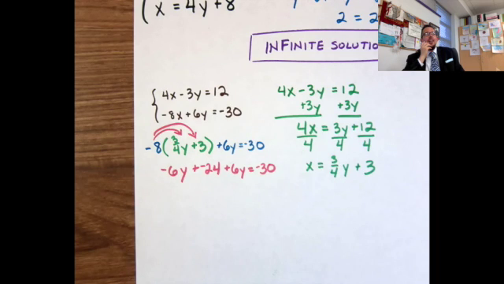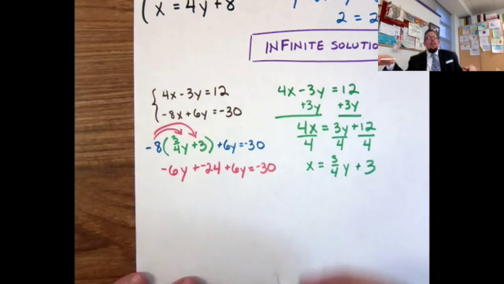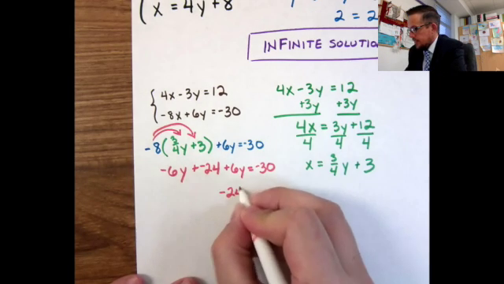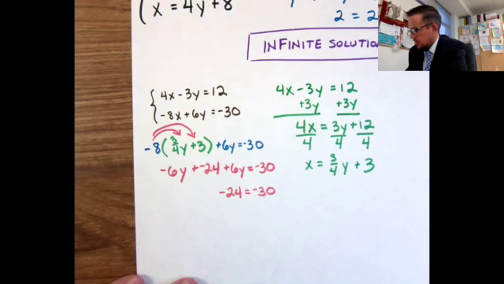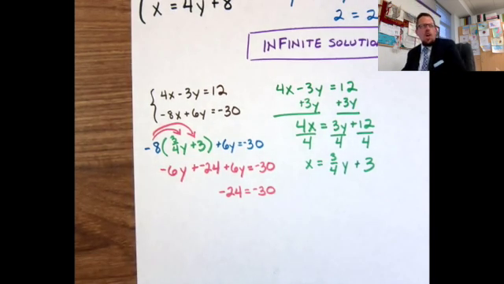Put the y's together. Let's put the y's together. -6y and +6y is gone. So the y's are gone now, just like on the last one.